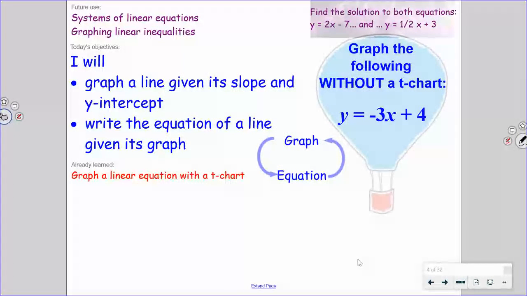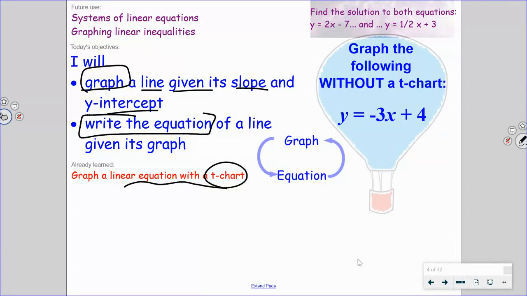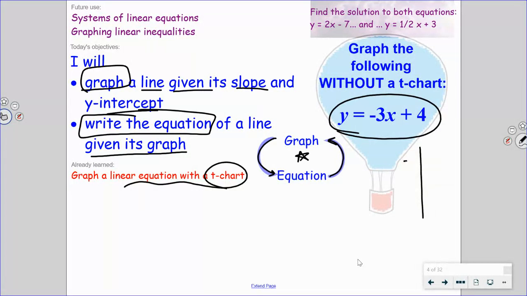So ladies and gents, this is where we're at. We've been using T-charts to graph. Coming up now, we should be able to graph a line given its slope and y-intercept. We should also be able to write an equation of that line if given its graph. So basically, if you take a look at this visual, if you're given the graph, you should be able to write an equation. If you're given the equation, you should be able to write a graph just by looking at this. And it's not that T-charts are bad, but we think we can come up with a more efficient way.